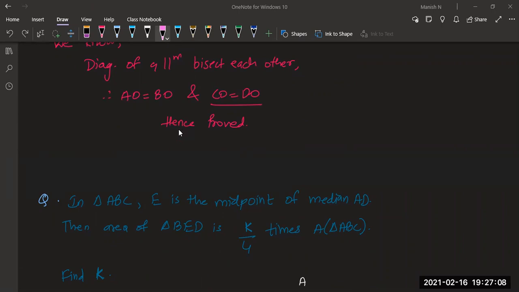So after drawing a triangle ABC, you will draw a median from A, which will intersect side BC at point D. Okay, correct. Then AD will be the median, and on that median AD, E is the point which is the midpoint of AD, right? Correct. So then area of triangle BED is K by 4 times the area of triangle ABC. So you have to find K.